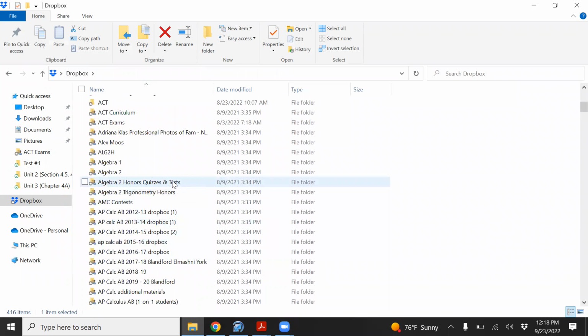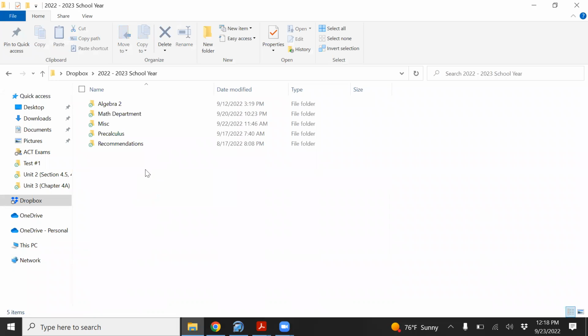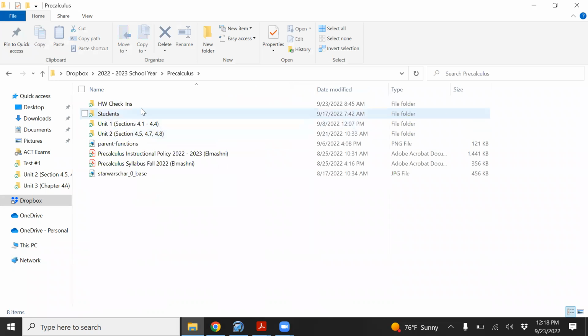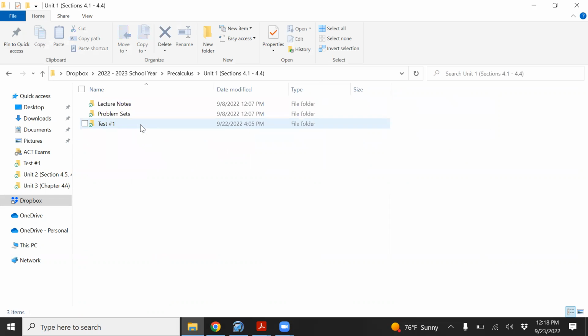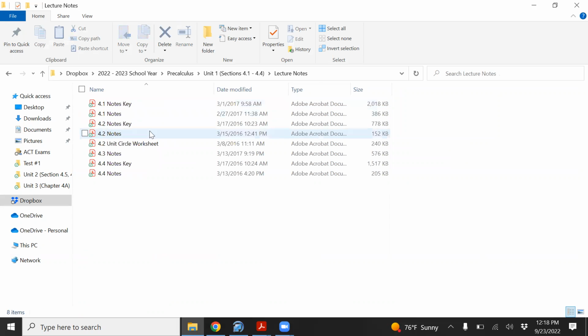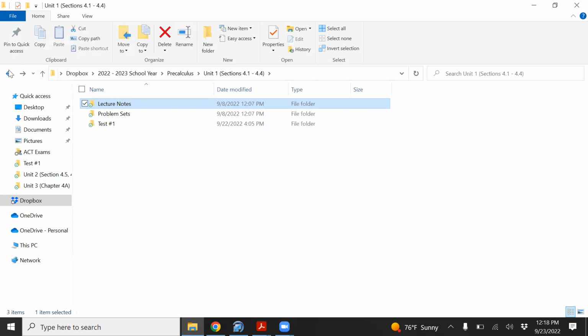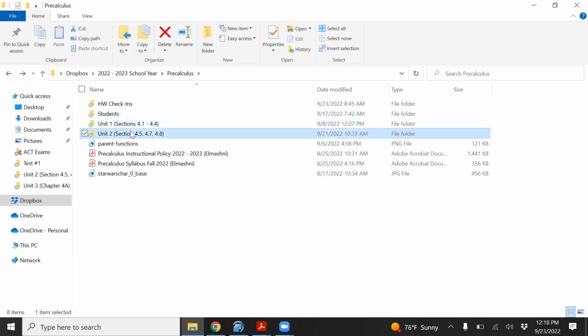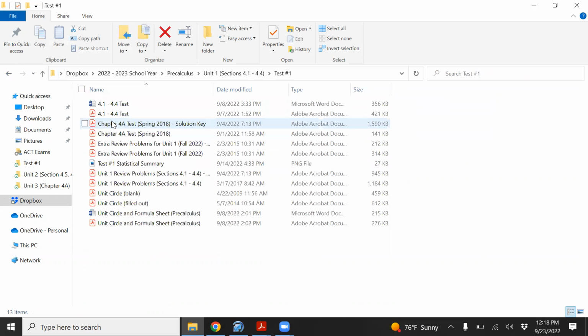So for the unit circle, let me pull it up. Where do I have it? Right here. Actually, it might be right here. Hold on. Precalculus. Lecture notes. Hold on. You're gonna have this better organized. There we go. Perfect.